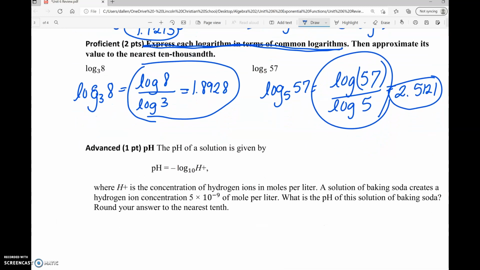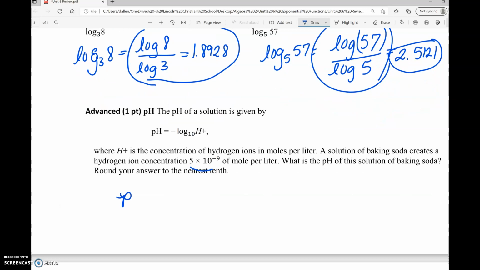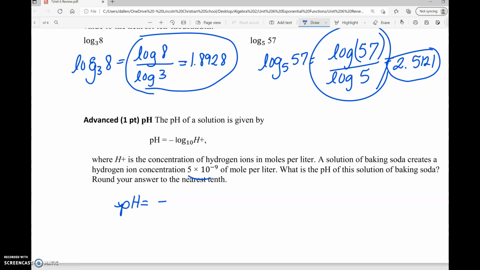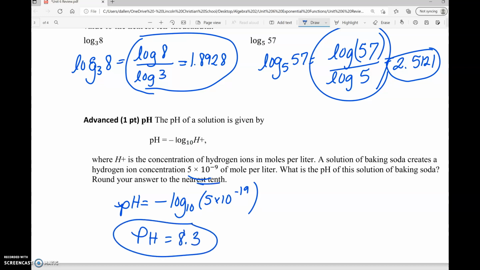Right, same thing as the advanced one and the last one, but now they're giving me the hydrogen ions, which is 5 times 10 to the negative 9. So this is just scientific notation. So I'm just going to plug that in there, pH equals a negative log, and since that's base 10, I don't really have to put the base 10, and then 5 times 10 to the negative 9 in for my hydrogen ions. And that, when I plug it in the calculator, should give me a pH of 8.3, nearest tenth on that one. So that's just plugging it in once you are able to understand it.